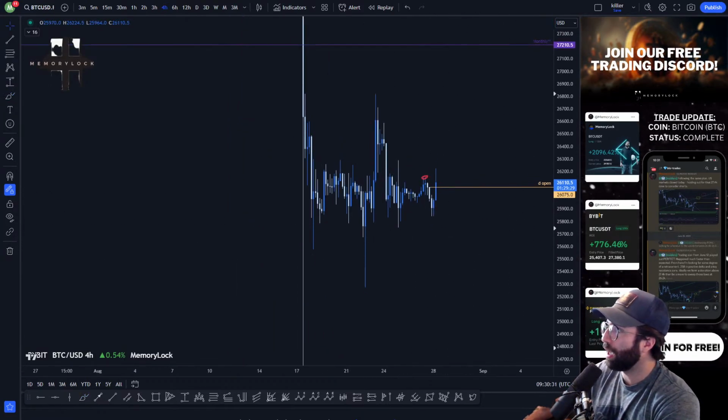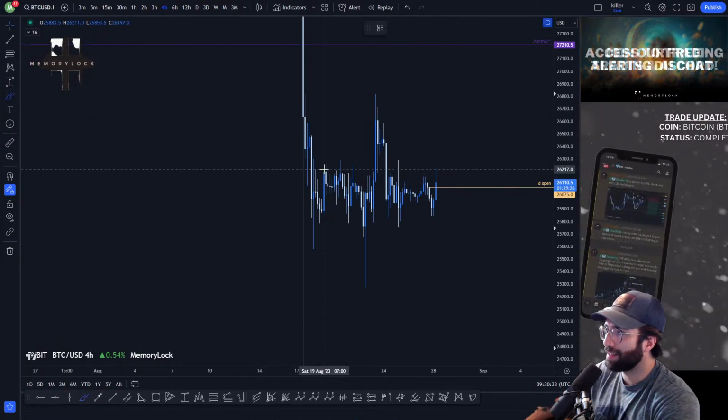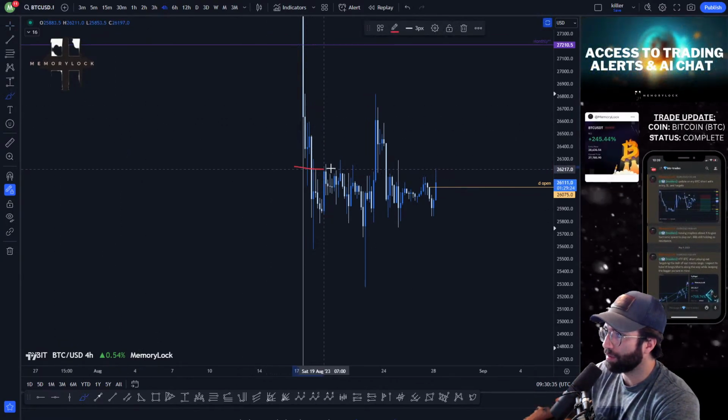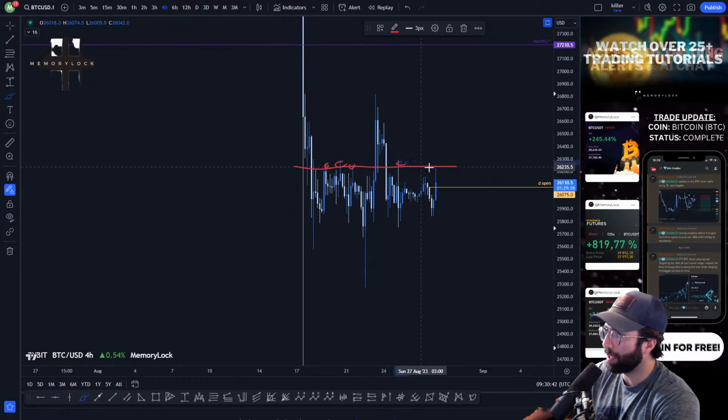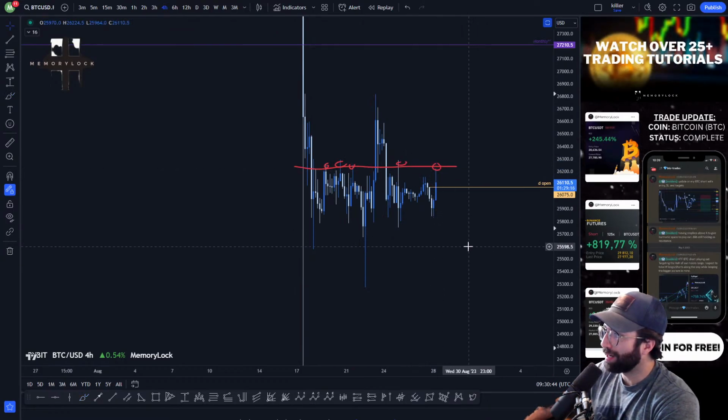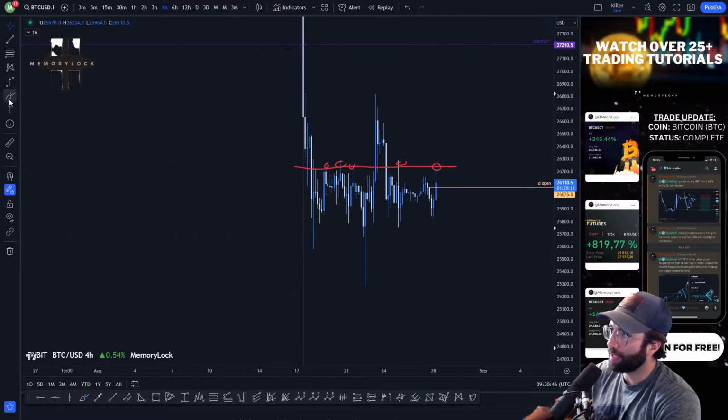You can see it's pretty obvious the level here, right? This area is typically where prices rolled over many times. It could roll over here again, right?